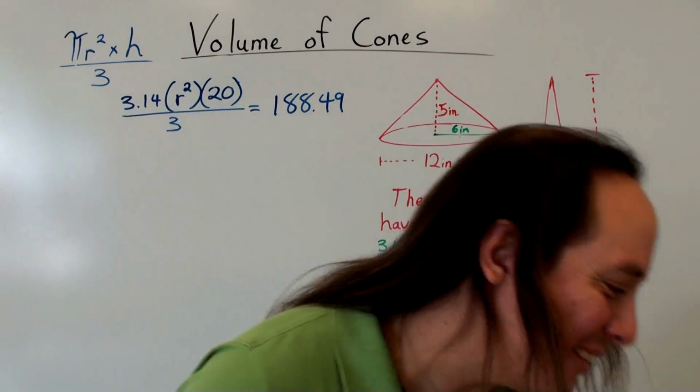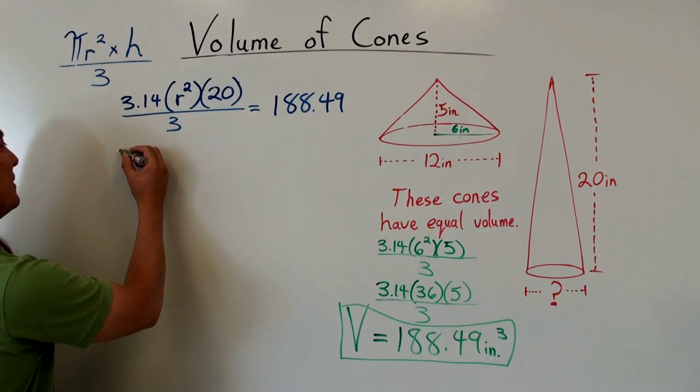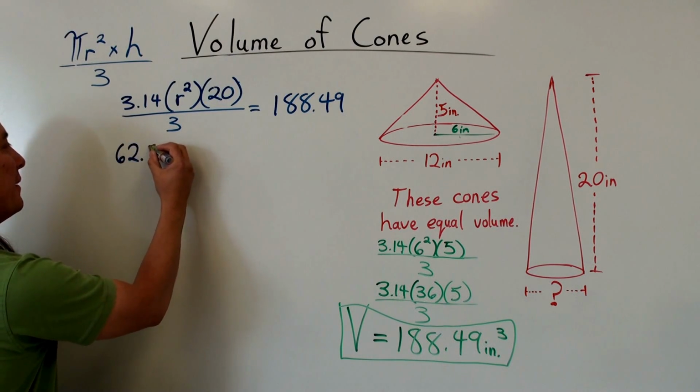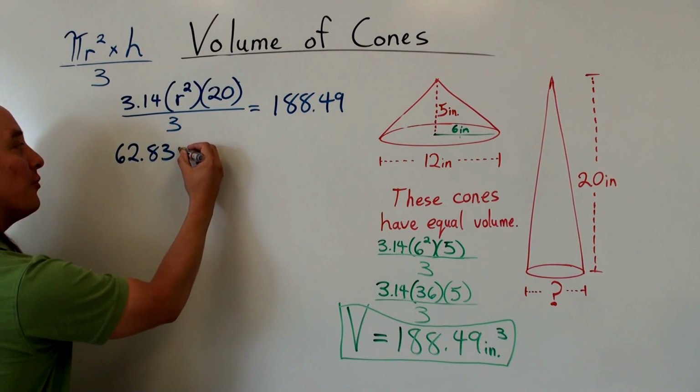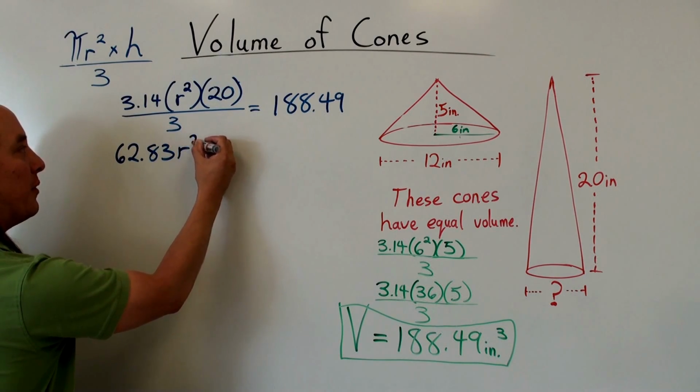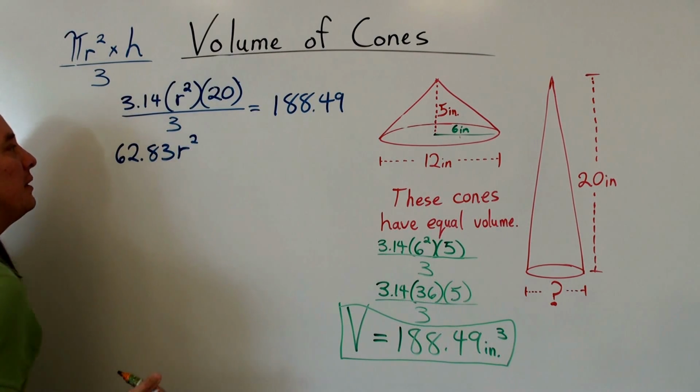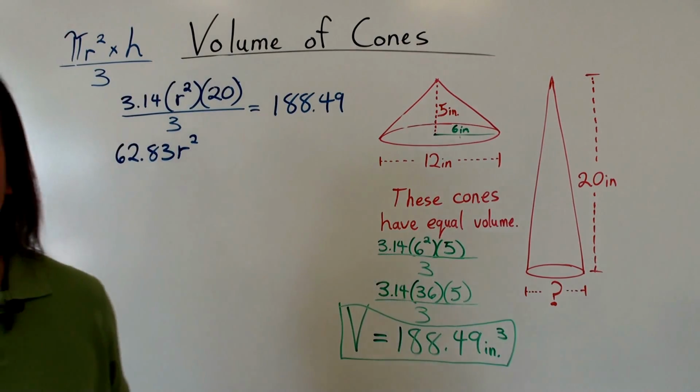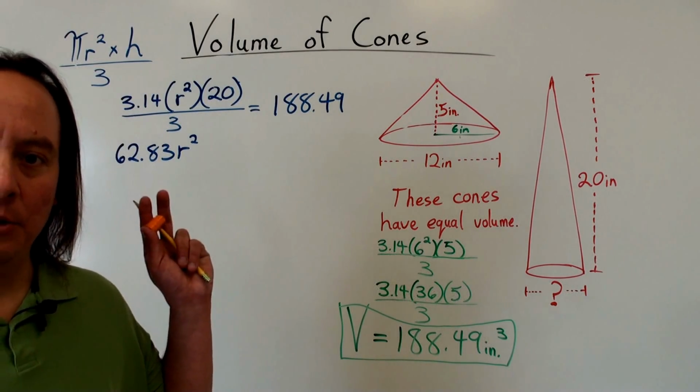So we have 62.83 r squared times r squared, and I don't need parentheses. You can use them if you want, but you really don't need them. We know that they're two distinct terms.